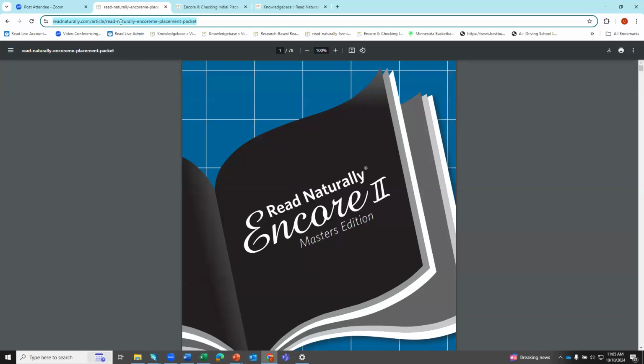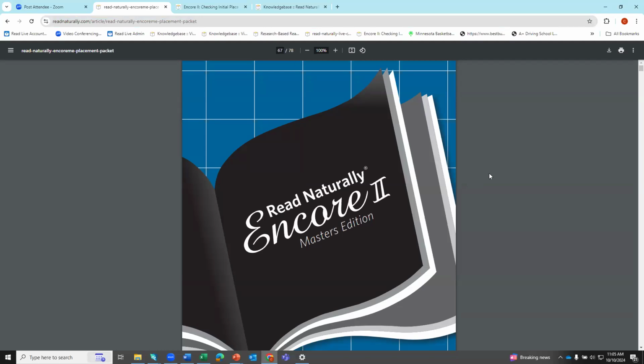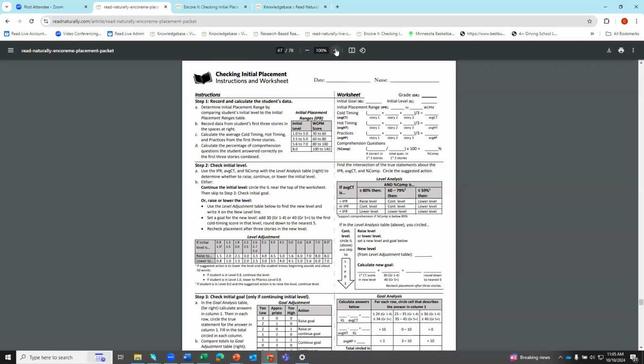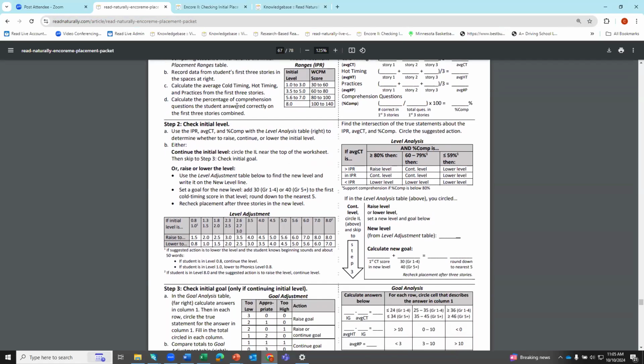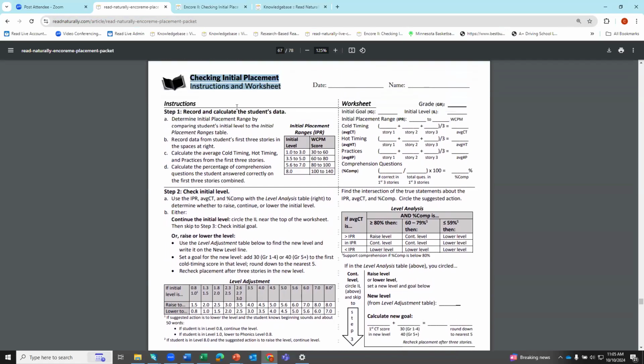The placement packet is the document you use to determine which level, which story goal was correct for each student, right? This is the document that explains how to do placement. It's also the document that contains all the placement passages. Now, on the 67th page of this document, we have something called the Checking Initial Placement Instruction and Worksheet. This one page gives you all the information you need to determine whether or not the student's in the right level and whether or not they have the right story goal.